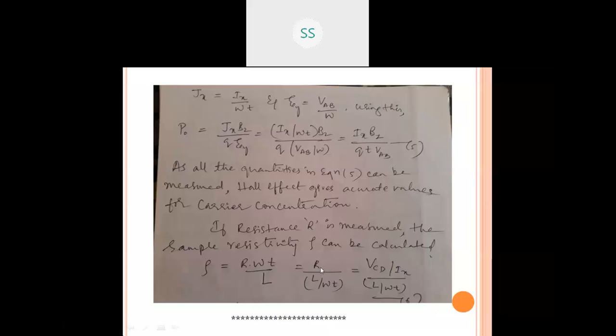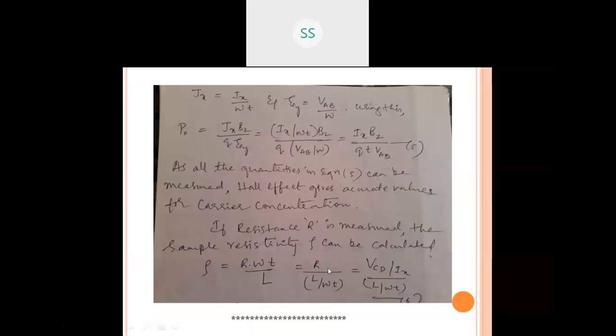But what is R? R is nothing but VCD by Ix. Where is VCD? See in this picture, VCD is the voltage between the terminals C and D, that is between the C and D faces of the semiconductor bar. VAB is the voltage across the A and B faces. Once you know these parameters, it is possible to simply calculate the remaining things also. R is nothing but V by I.